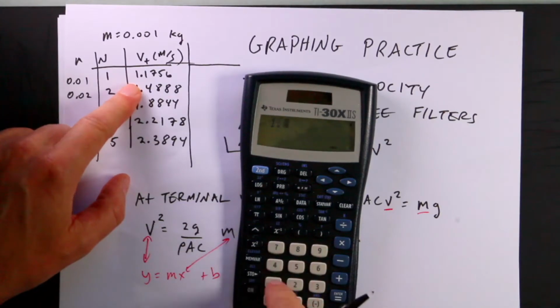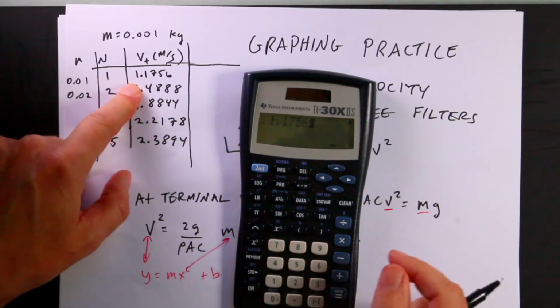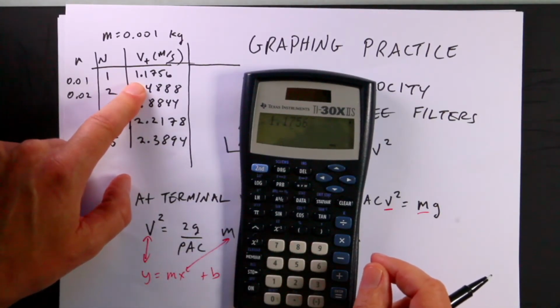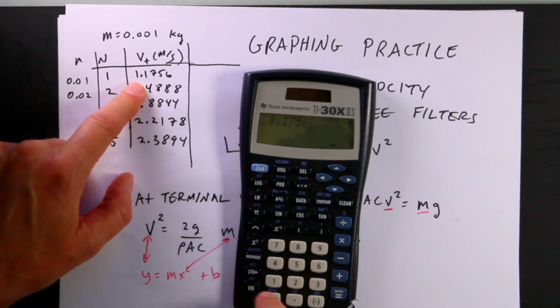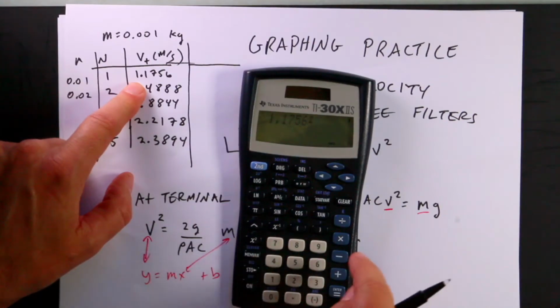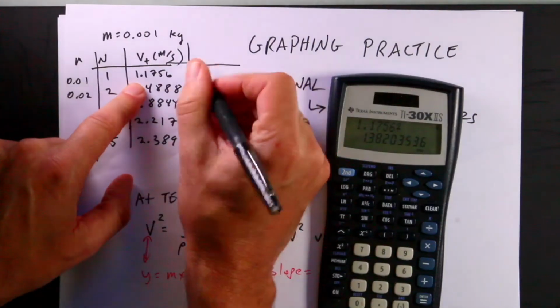1.1756. And yes, there's a lot of digits. Don't worry about significant figures. We don't do that. We use uncertainty, and I'm not doing that today. Squared. Okay, well, how do you do squared? Right there, squared. Enter. Okay, so I'm going to write this down.